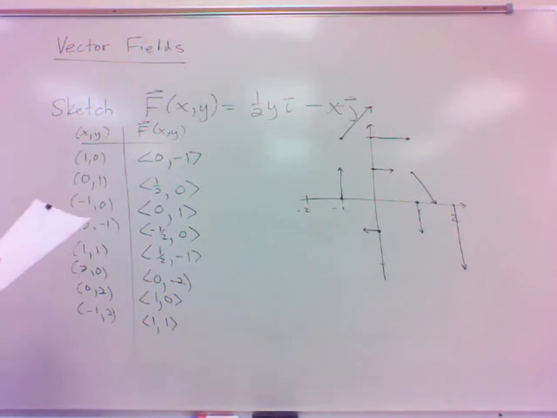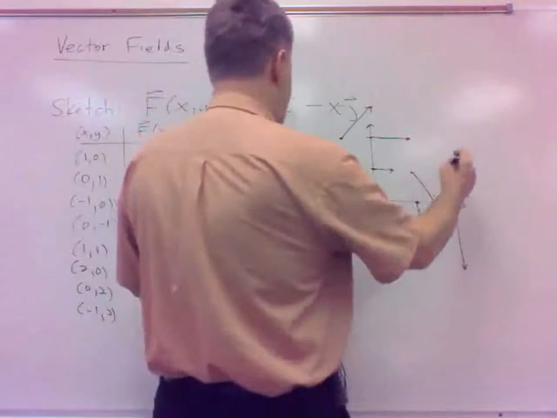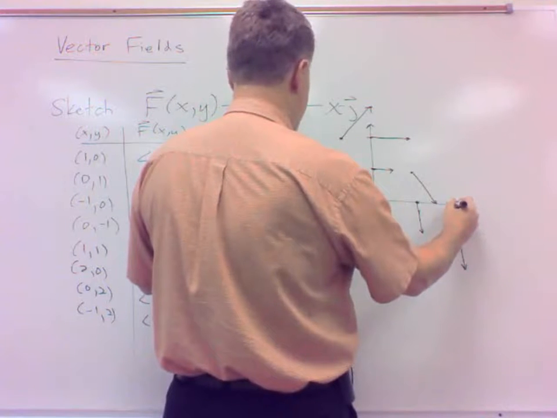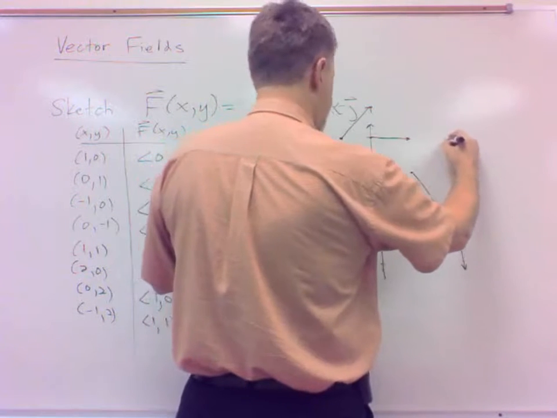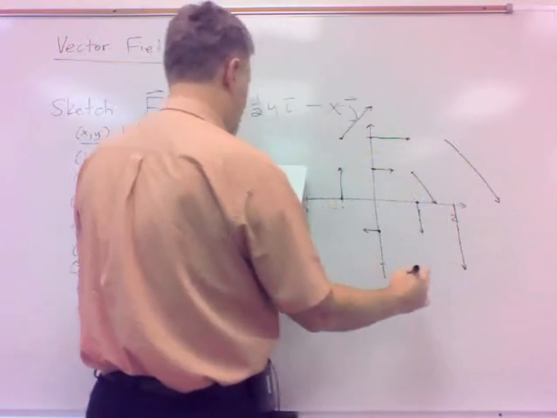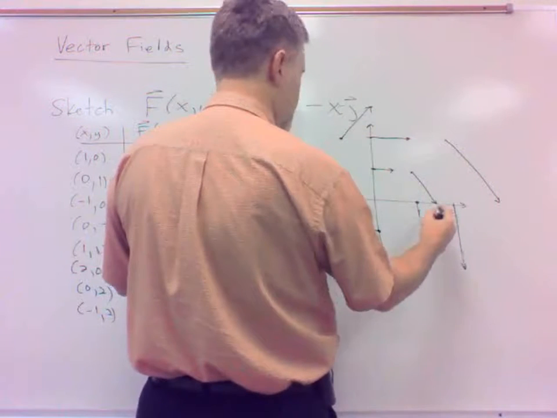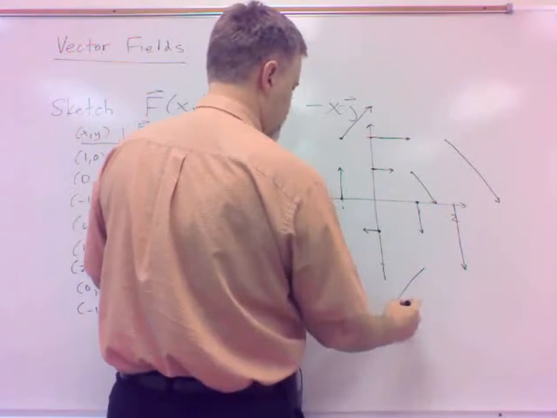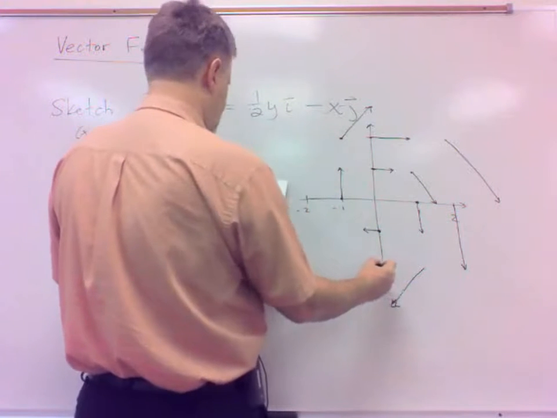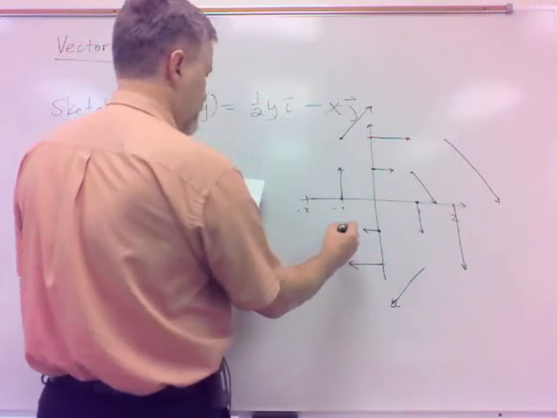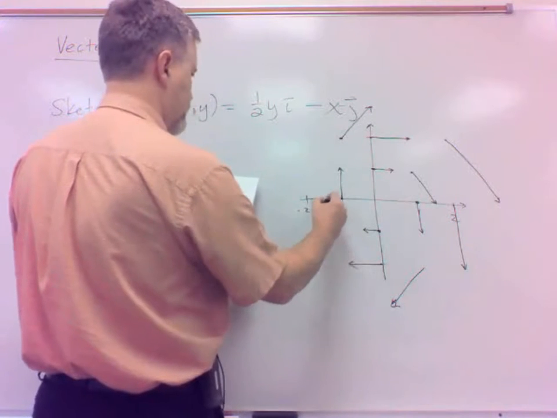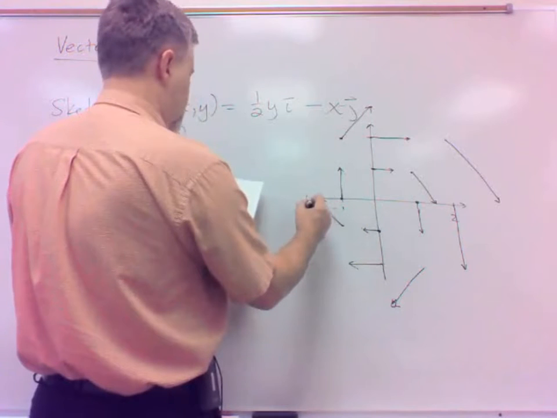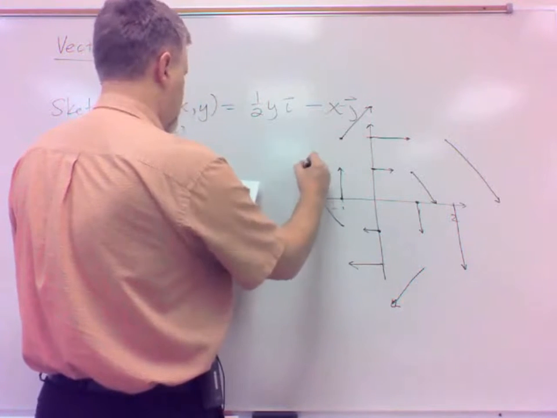Okay, so you kind of get the feel. I did a couple more at, let's see, 2, 2. Turns out the vector looks like that. At negative 1, 2, we wind up getting something like that. At 0, negative 2, it's that vector. At negative 1, negative 1, we get this vector, and at negative 2, 0.